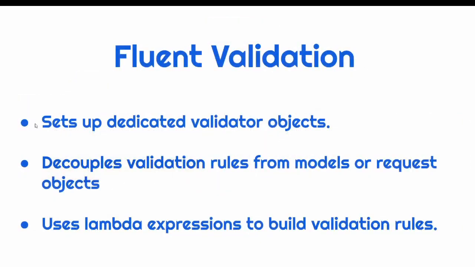The next player is Fluent Validation. This is an awesome C Sharp library which helps us to write nice decoupled validators. It separates validation logic from our model, request object or command object. And it uses lambda expressions to build validation rules so it looks very clean. As you will see, there will be no if else blocks and so they will be very easy to read.